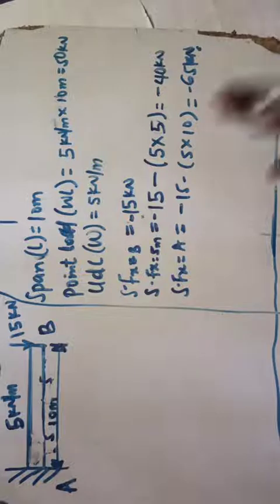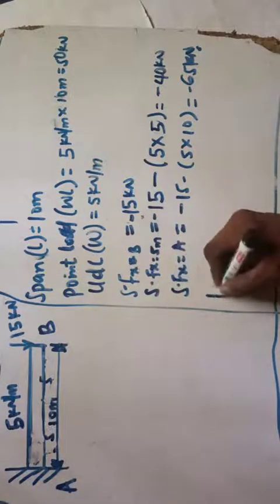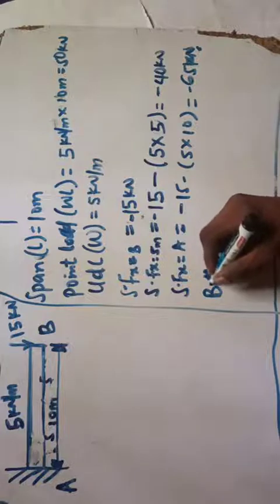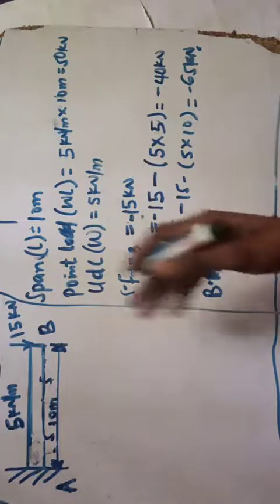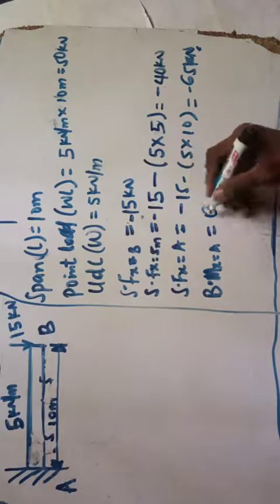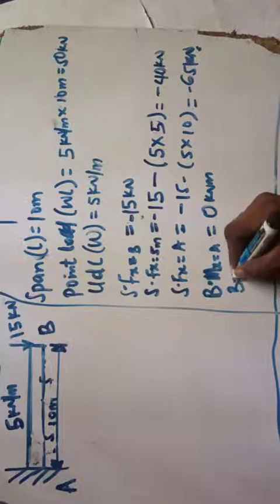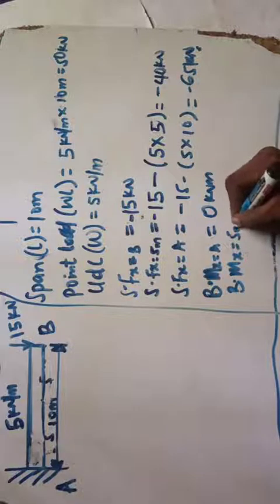Okay, like that. Now, for the bending moment, when x equals A, the next thing you find out is that it's always 0, because there's no force, there's no distance action there. 0 kilonewton meter. Now bending moment when x equals 5 meter.